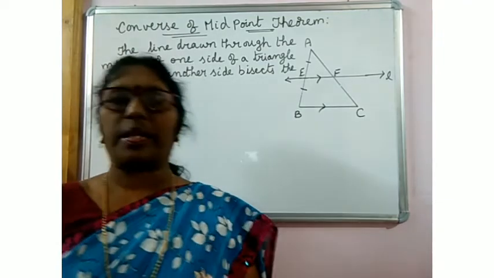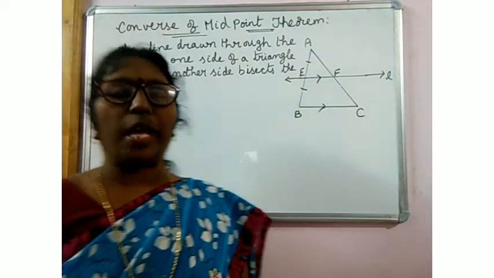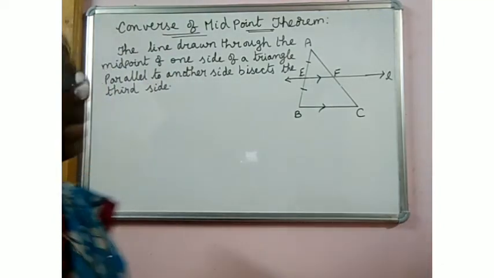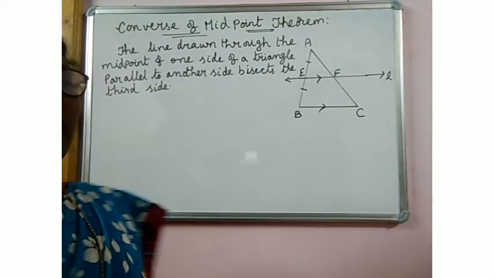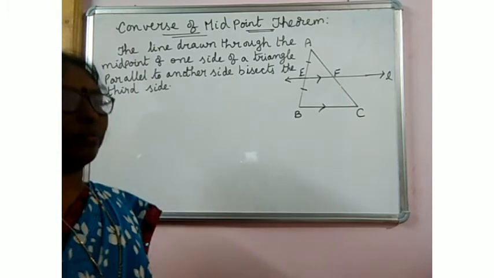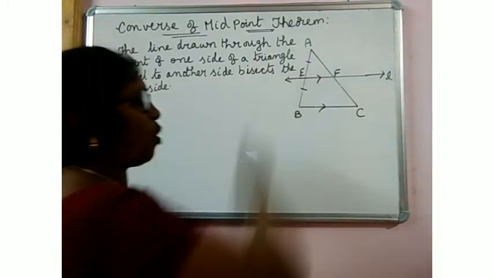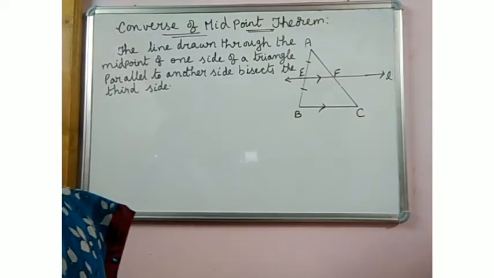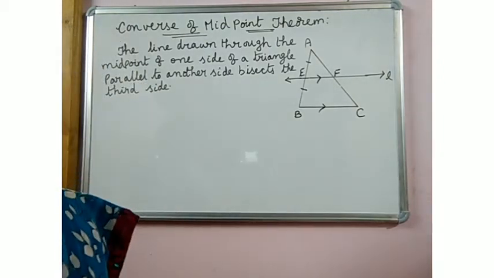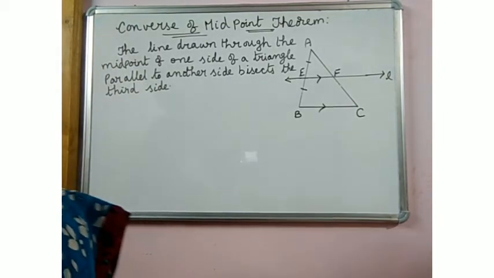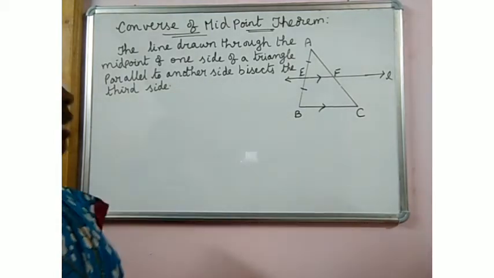You have learned the midpoint theorem. What is the midpoint theorem? How to prove it? And today you are going to learn about its converse, that is, the converse of the midpoint theorem. The midpoint theorem is: the line segment joining the midpoints of two sides of a triangle is parallel to the third side and half of the third side. Already you have learnt that, and its converse you are going to learn today.